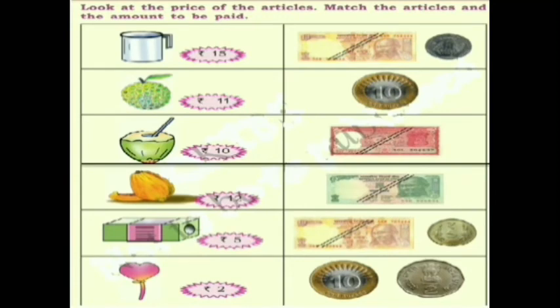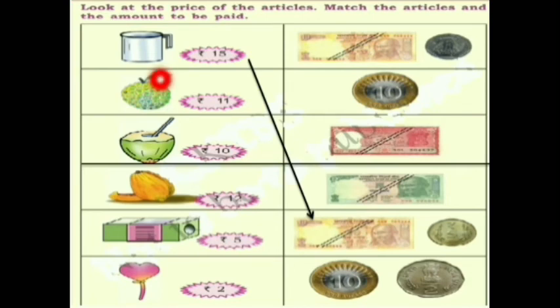Children, look at the price of the articles. Match the articles to the amount to be paid. First we have jug. The price of the jug is 15 rupees. On the right side, which note and coins add up to 15 rupees? Yes, these two. A 10 rupee note and a 5 rupee coin add up to 15 rupees. So we should match these two.